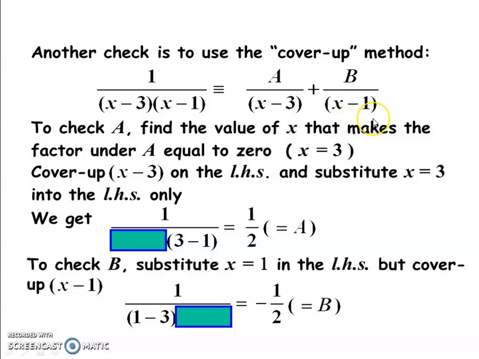Now x minus 1 is equal to 0, that means x equal to 1. In this expression we again put x equal to 1, so 1 upon 1 minus 3. We neglect the other term. 1 minus 3 is minus 2, so minus 1 upon 2 is equal to B. This way we can solve partial fractions when the numerator is only 1. Then the cover up method is applicable.